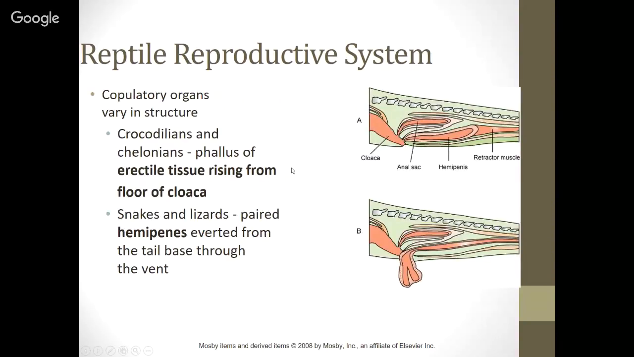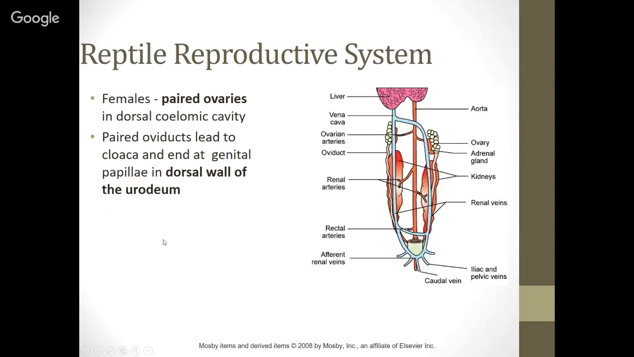Crocodilians and chelonians have a phallus of erectile tissue that arises from the floor of the cloaca. Snakes and lizards have paired hemipenes that are everted from the tail base through the vent. So in crocodilians and chelonians the erectile tissue comes from the cloaca, and in snakes and lizards, the hemipenes come into the cloaca but exit closer to the vent. Females have paired ovaries in the dorsal coelomic cavity.